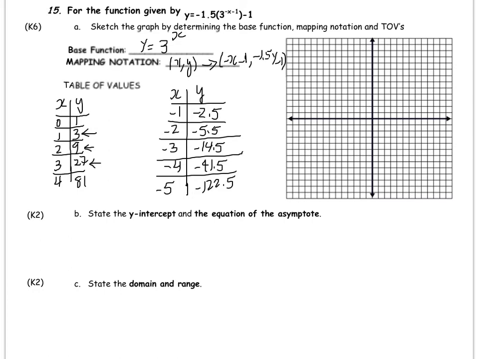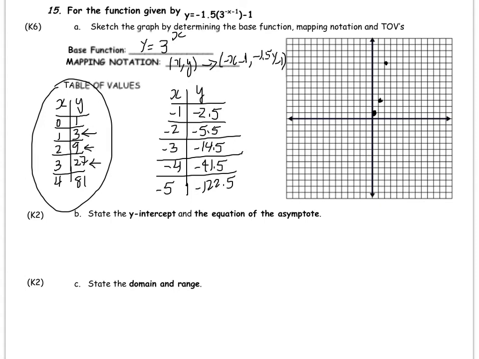Now I'm going to use each table of values and plot roughly the graph of the two functions. For the base function, when x is 0, y is 1. This represents the y-intercept. When x is 1, y is 3, so it's going to be somewhere around here. When x is 2, y is 9, so it's going to be a point about here. That's probably enough because the other two points are going to be off the grid.